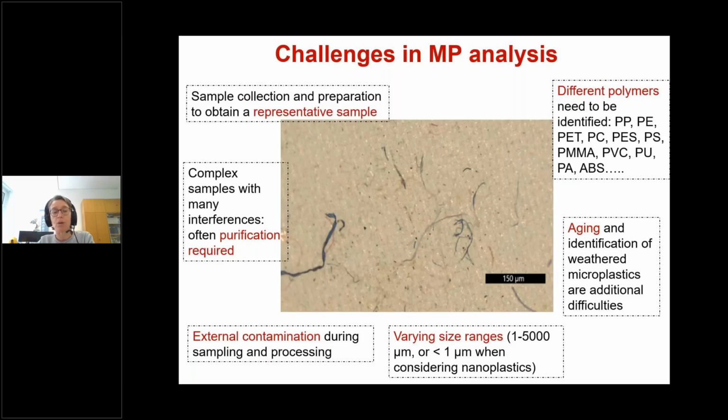We also have to take into account that we are analyzing polymers of different types. There are many types of polymers in the market and also in the environment. These polymers can age, so they change their properties, and this implies additional difficulties in the analytical analysis. We also have different sizes, and the technique that is to be used needs to cope with these different sizes.